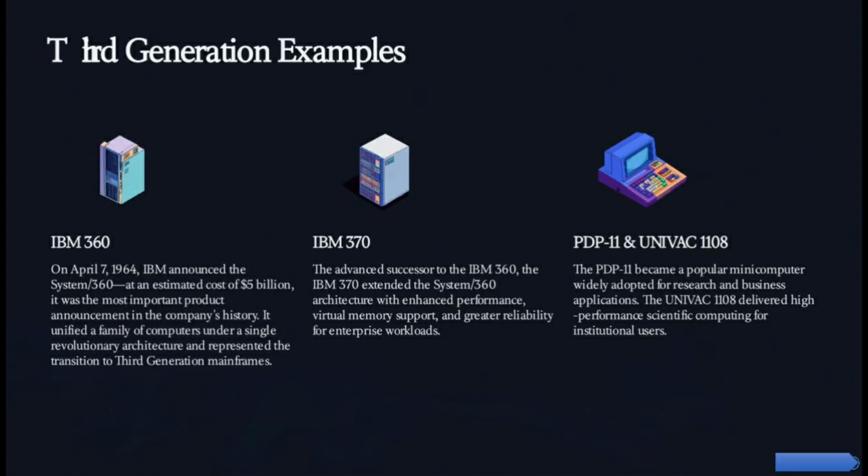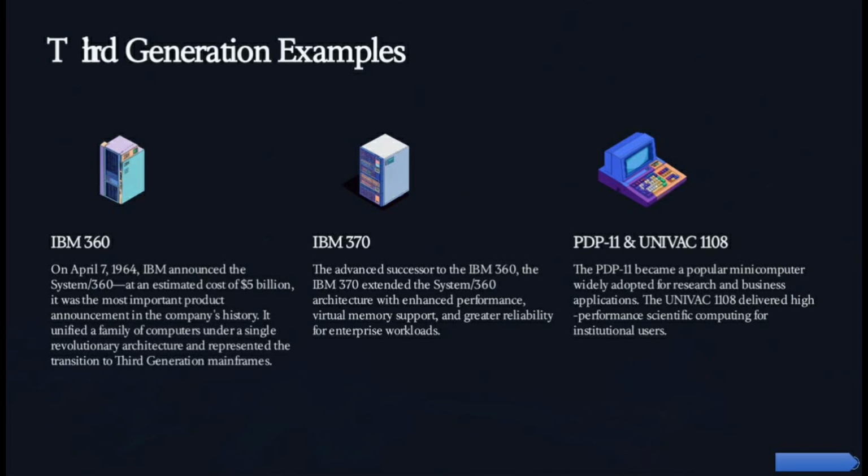Next is the IBM System 370, or simply IBM 370. The IBM 370 was an advanced successor to the IBM 360. It improved the performance and reliability of the previous system. It also provided better virtual memory support, which helped computers manage memory more efficiently. Because of these improvements, the IBM 370 became useful for large organizations and enterprise workloads. So we can think of the IBM 370 as an improved and more powerful version of the IBM 360.